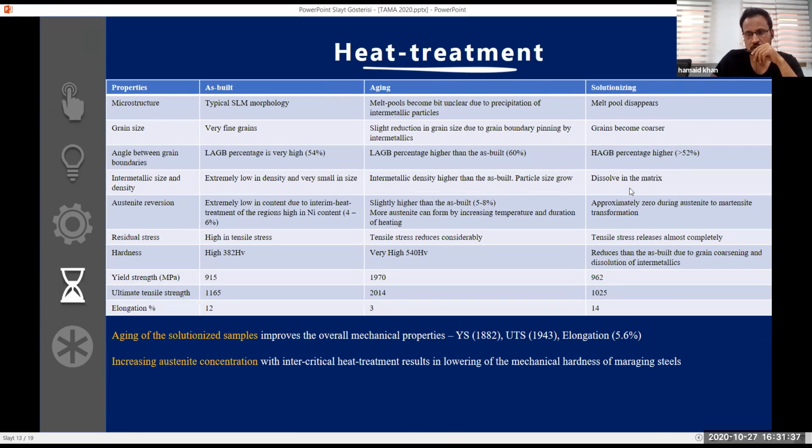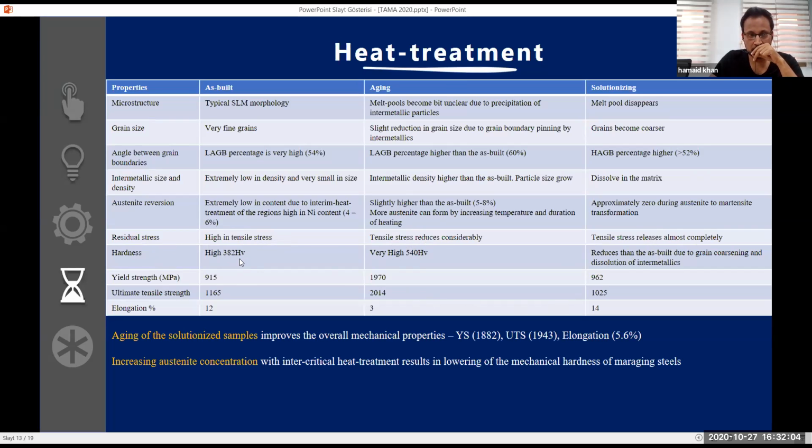Why we do solutionizing is because we want to increase its ductility. As you can see, the ductility is rising significantly from the as-built conditions, and in the aging condition, the ductility is very bad. Also, residual stress is a major concern in the production of additive components. So there are high tensile stresses here. During the aging, we can reduce some stresses considerably, but during the solutionizing stages, they can be eliminated completely.